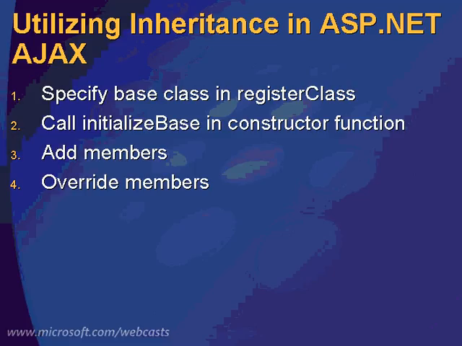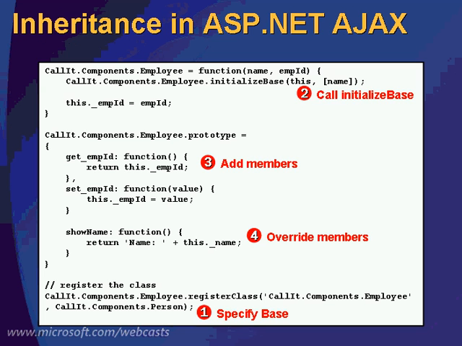So utilizing inheritance in ASP.NET Ajax, which I just mentioned, you saw really the complex part of it, which is not complex at all. You specify your base class in registerClass. You have to call initializeBase in the constructor function. Otherwise, nothing's going to work. Then you can add members, and you can override members. Relatively simple. So what you'll see here that's different from the previous code snippet is right here. Number 3, we're adding an employeeID getter and setter. And then down here, we're overriding a showName that already exists in the base class.